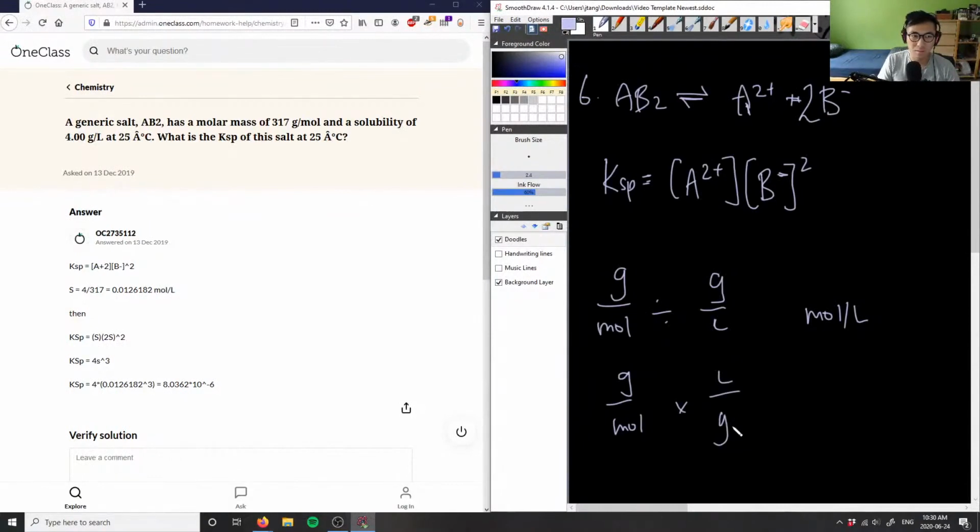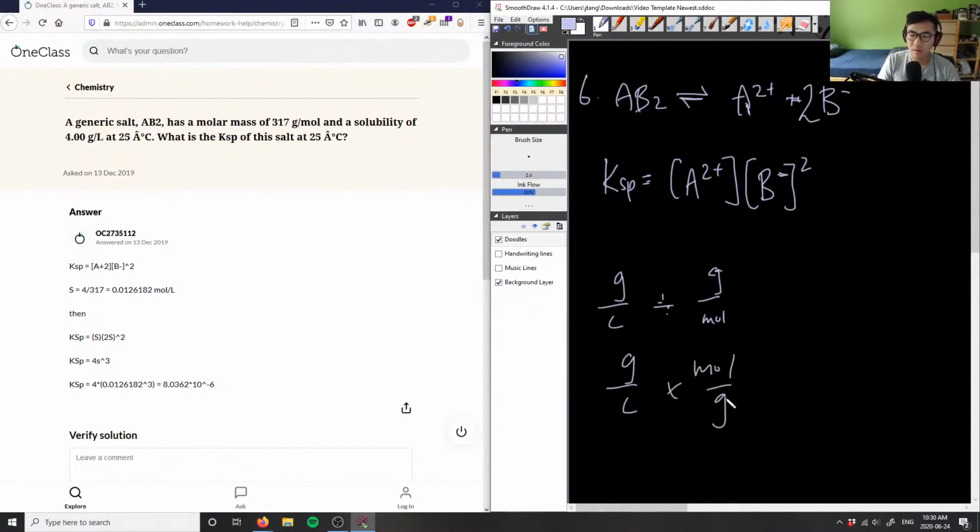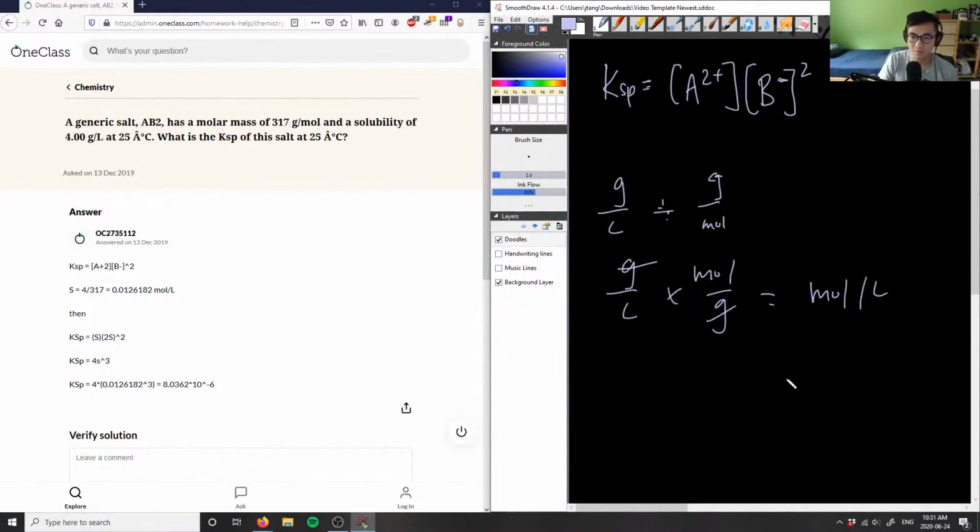Let's see. That actually might not work out, because I get liters per mole, which is not correct here. So I would have to do grams per liter first, divided by grams per mole. So I have grams per liter times moles per gram, and this cancels out to give moles per liter. So this is our equation: the solubility in grams per liter divided by the molar mass in grams per mole. So let's do this calculation.